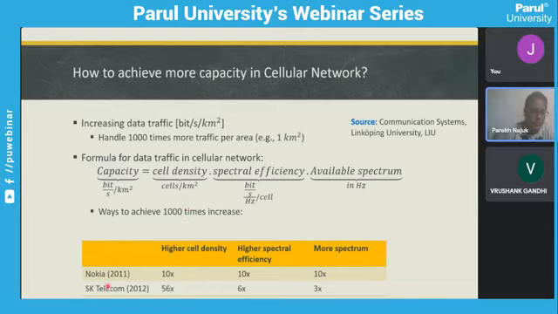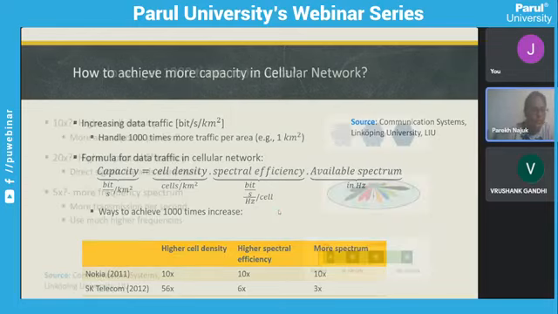So these are the two telecom companies which have achieved this much, with this capacity formula. This is the one capacity formula you have to focus on, where you have to maximize three parameters: the cell density, spectral efficiency, and spectrum. Higher cell density, they have achieved with tenfold. SK Telecom achieved 56 fold. Spectral efficiency, 10 times, and this is 6 times. More spectrum, this is 10 times, and this is 3 times. You can see 10, 10, 10 gives you 1,000 times. And then you multiply this 56, 6, and 3. How much will it be? You can imagine, right?